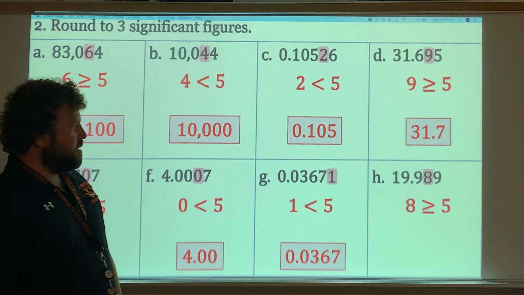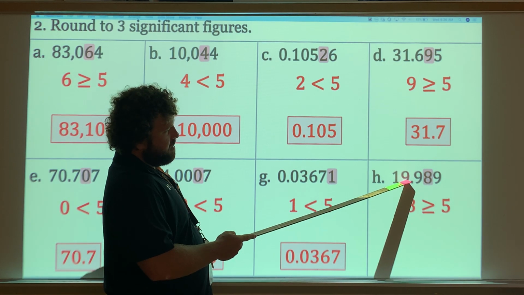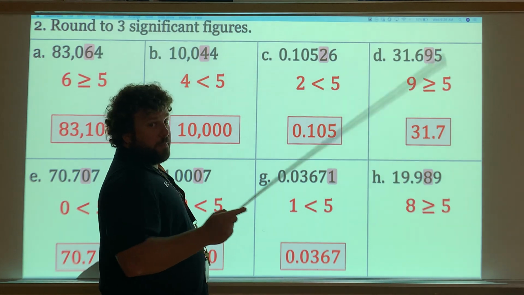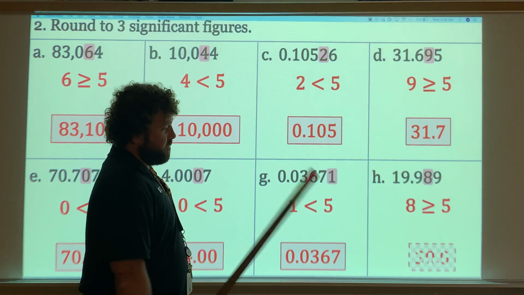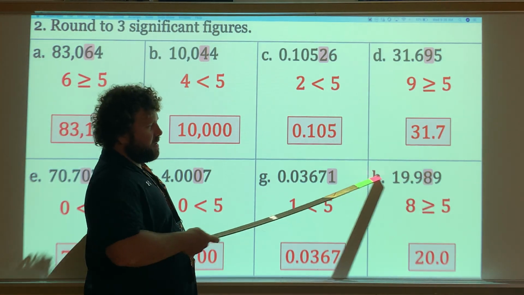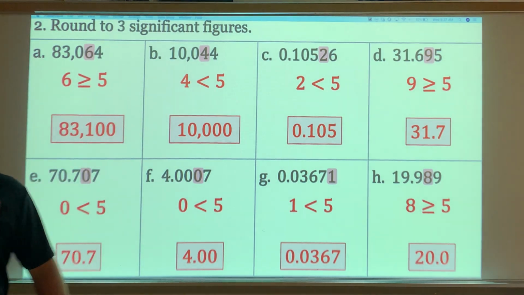Rounding to the 10th. So we're using the 100. 8's bigger than 5, so this 1, 9, this becomes a 0. This becomes a 0, so 199 plus 1 is what? 200, so your answer is just going to be 20.0. Right? And you keep on going 9s, you just keep on carrying your 1 over. It's like addition. Right?